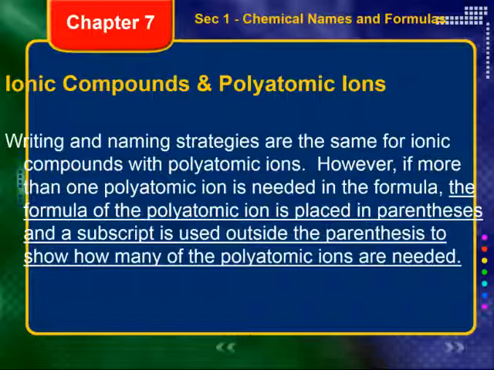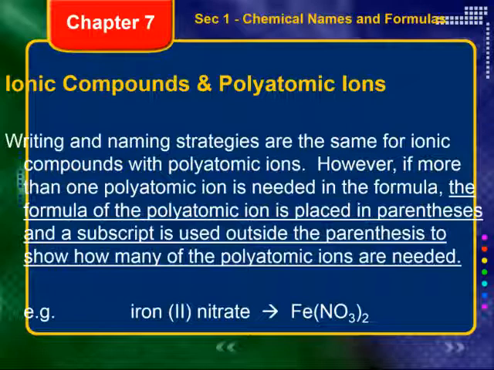Now, when we start to name ionic compounds that contain polyatomic ions, we use the exact same naming system. The writing and naming systems are the same for ionic compounds with polyatomic ions. However, if more than one polyatomic ion is needed in the formula in order to balance the charge, remember that's the goal, we have to balance the charge. If we need more than one polyatomic ion to do that, like sometimes you need more than one oxide to balance whatever the cation is, the formula of the polyatomic ion is placed in parentheses and a subscript is used outside the parentheses to show how many of the polyatomic ions are needed.